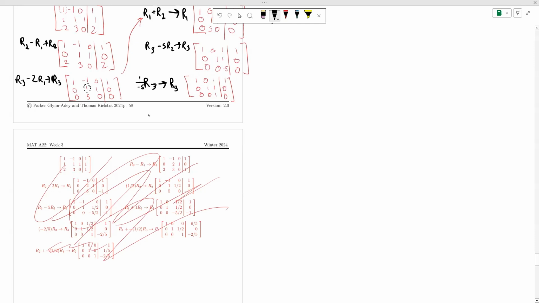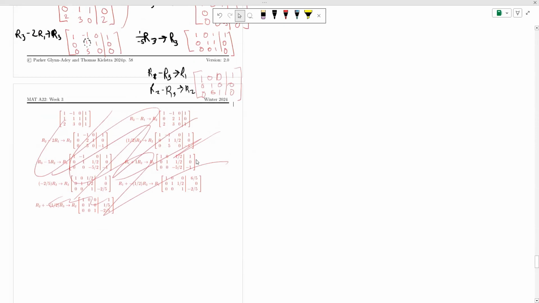If we continue for a little bit, we apply R1 minus R3 replaces R1, and R2 minus R3 replaces R2, and we get 1, 0, 0, 1, 0, 1, 0, 0, 0, 0, 1, 0. And now from here, we have our augmented matrix, and it's in echelon form.